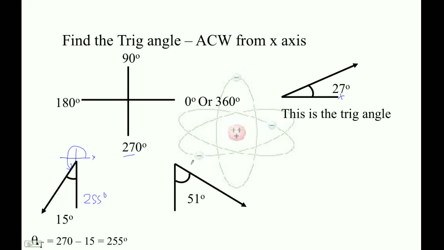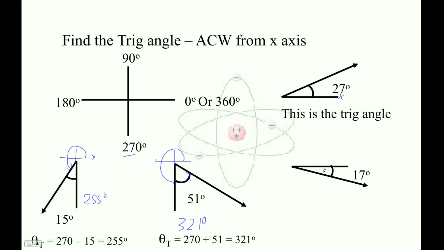Okay, let's look at this guy. The real angle that we're looking for is this one here. Notice that I went to 270 and then 51 more. So that's going to be 270 plus 51, which is 321. Hey, we got that one right. Look at that. I must be a physics teacher or something.